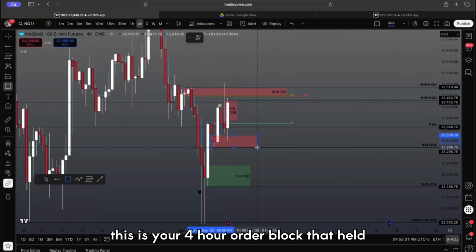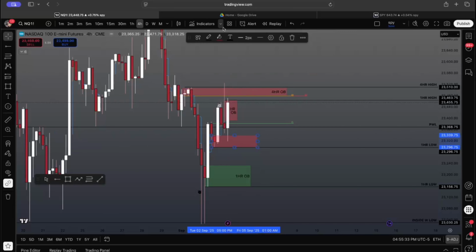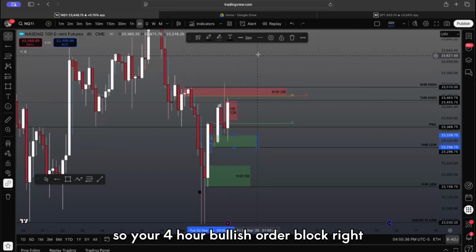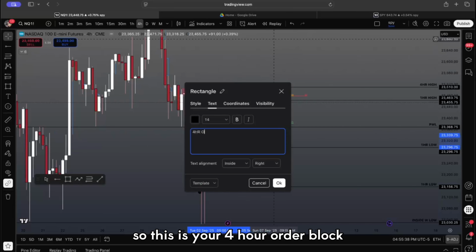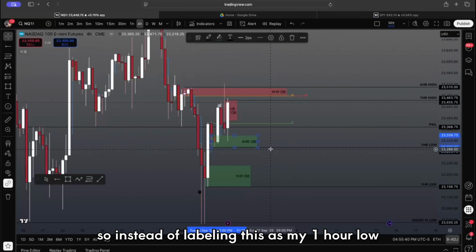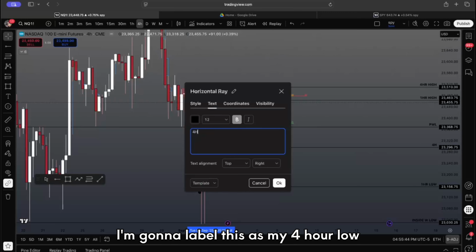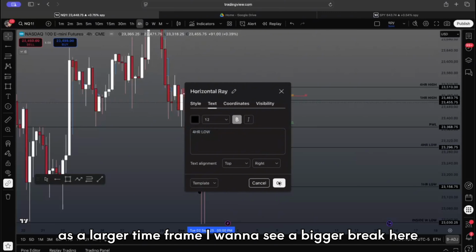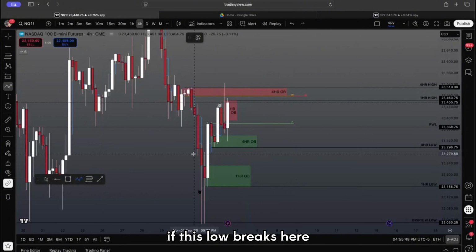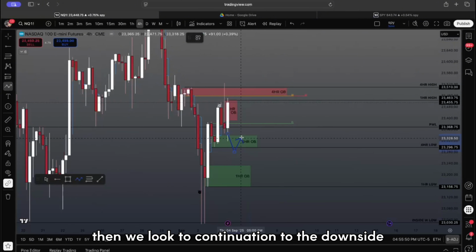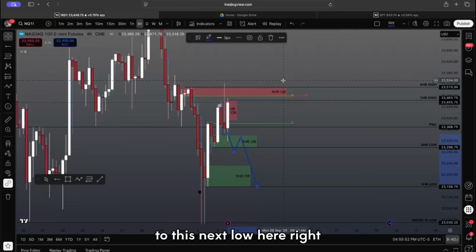Most importantly, this is your 4 hour order block that held. So your 4 hour bullish order block, right? So this is your 4 hour order block. So instead of labeling this as my 1 hour low, I'm going to label this as my 4 hour low as a larger time frame. I want to see a big break here. If this low breaks here, then we look to continuation to the downside to this next low here, right?